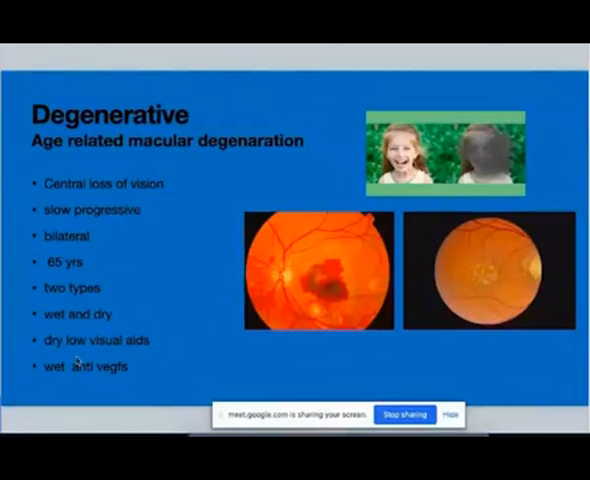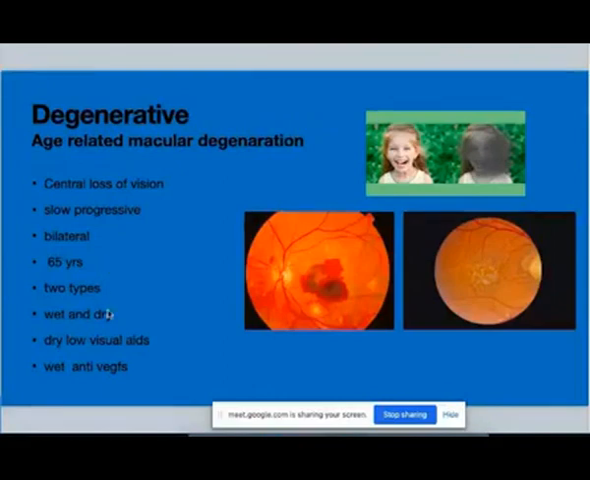So how do the patients present? They start gradually getting a central loss of vision. It's very slow. It takes years and years and years. And they will not be able to see the center. They can't read the numbers on the clock, or they can't see the features on the face. And it can start in one eye first, but then gradually goes to both eyes. Usually starts after the age of 65.